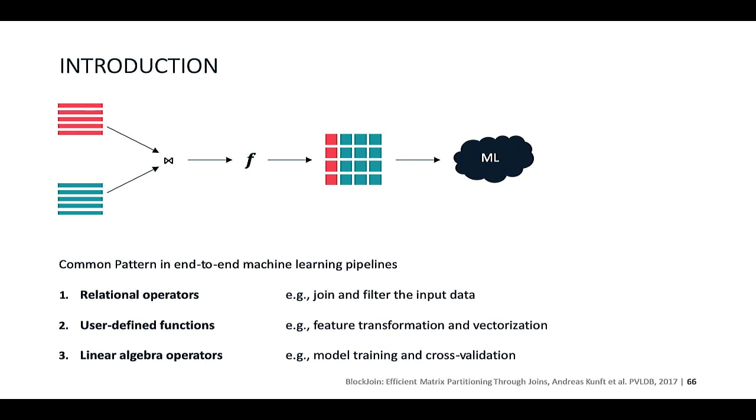And then most probably your data is not yet ready for your machine learning algorithm, so you apply some kind of transformations. Say you want to transform categorical features to numerical features by applying a dummy encoding or something. So you would apply some kind of user-defined functions. And once your data set is all numerical, you probably want to apply linear algebra operators, or your cross-validation. This is the basic area where we conduct our work.